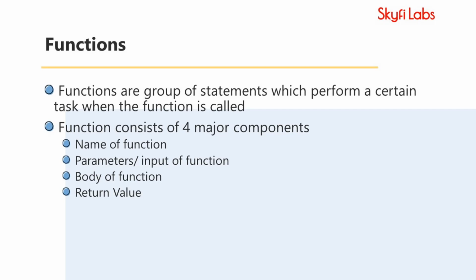All functions consist of four major components: name of the function, parameters of the function, body of the function, and the return value of the function. The name of the function is the name with which it will be called upon in the code. Arguments, or parameters, are those variables which are necessary for the function to perform any task. The body of the function consists of statements that are based on the arguments passed, and, at the end, gives the result. This result is passed out as a return value.